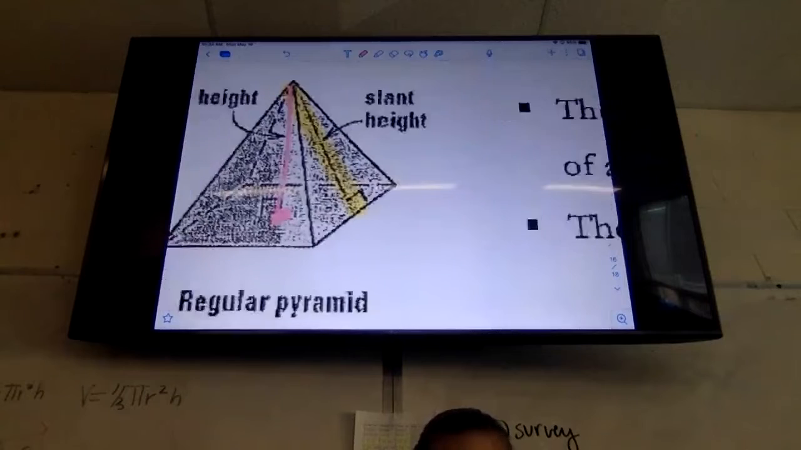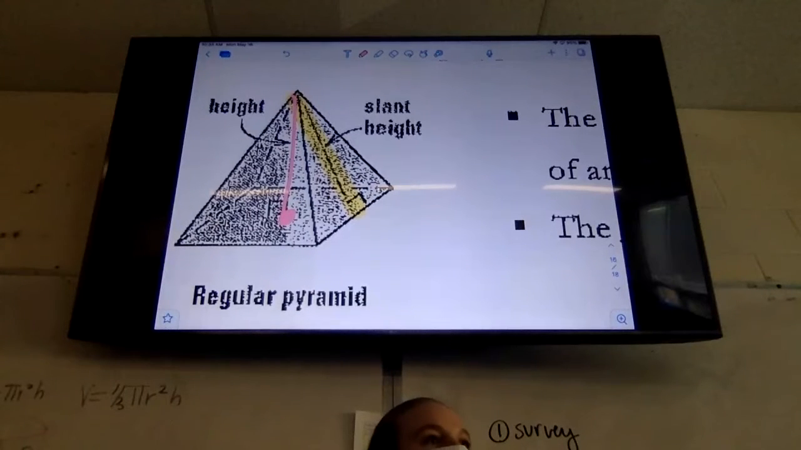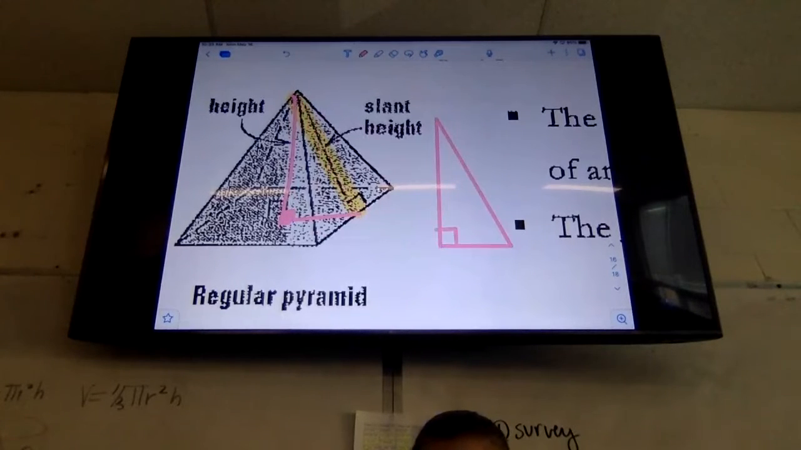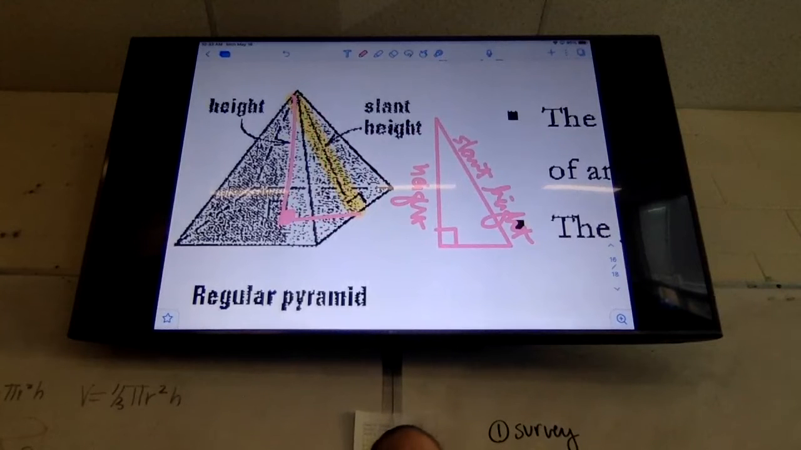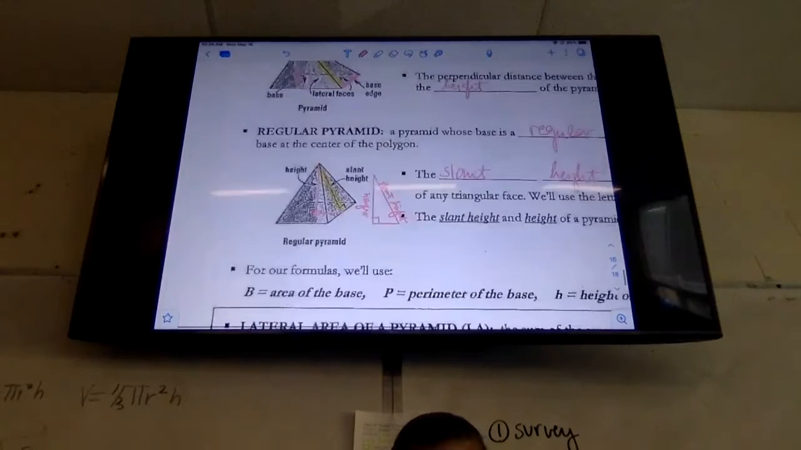Do you guys see that slant height and regular height are different? Do you also see that if I connect them, I can make a little right triangle right here? We're going to be using that, where this is my normal height, and this is my slant height, and the bottom edge is just part of the base. So we're going to be using right triangles like that in order to solve as we go along. It is like science. All right, let's do some formulas.